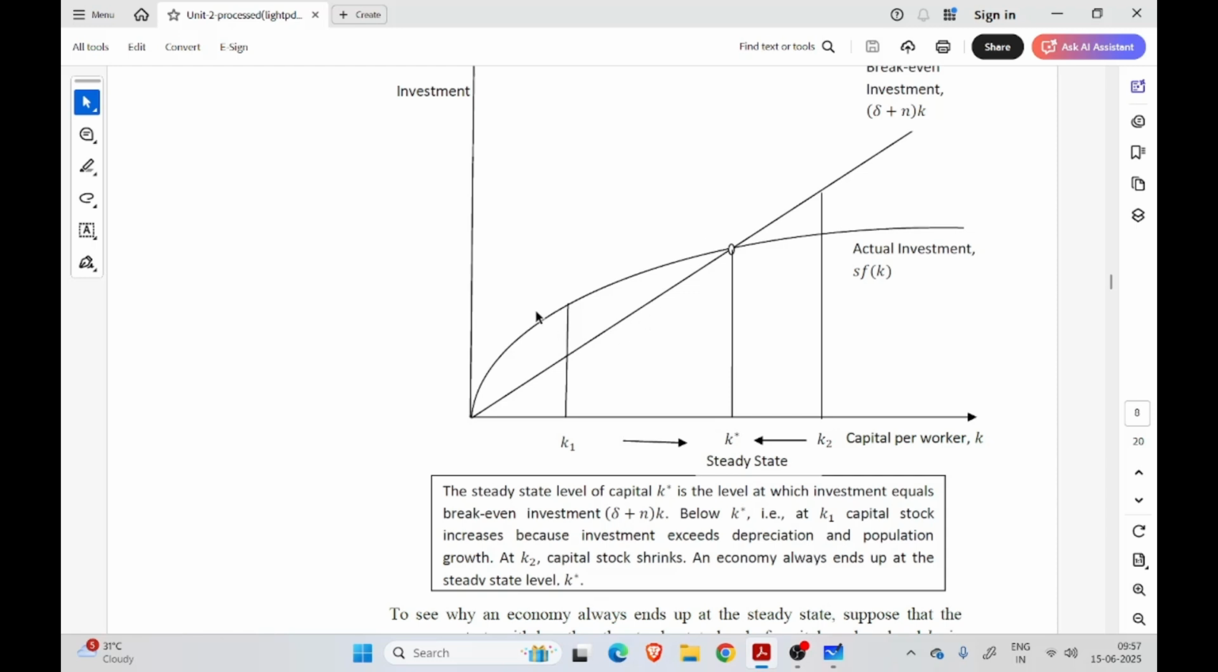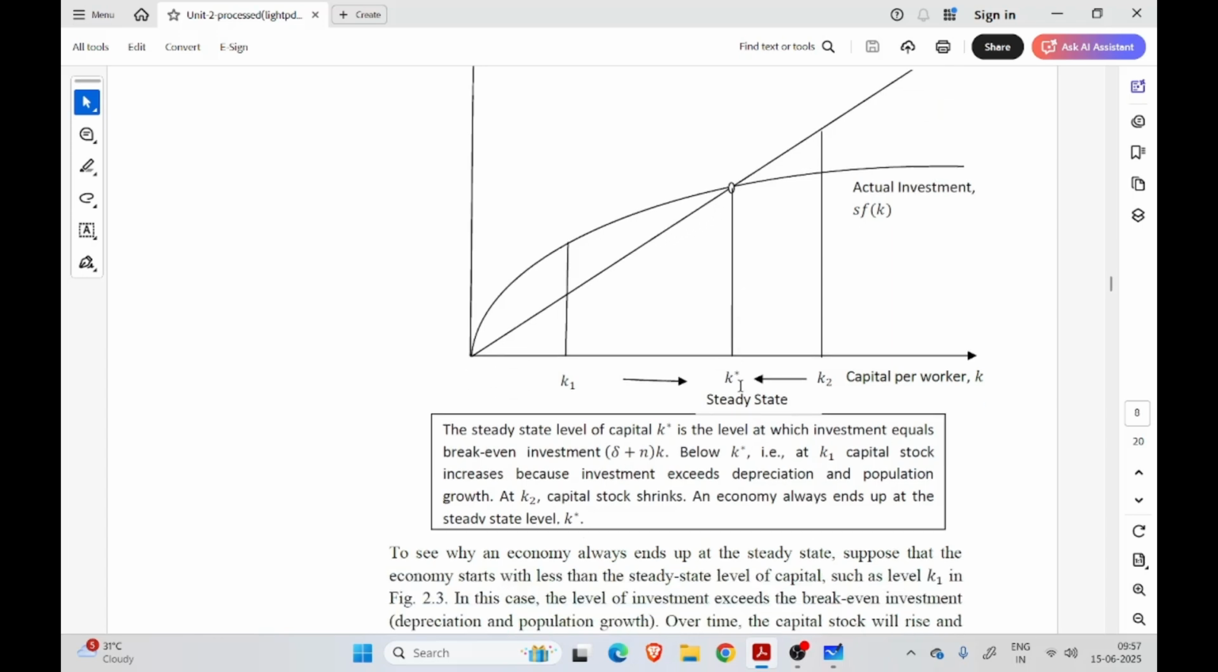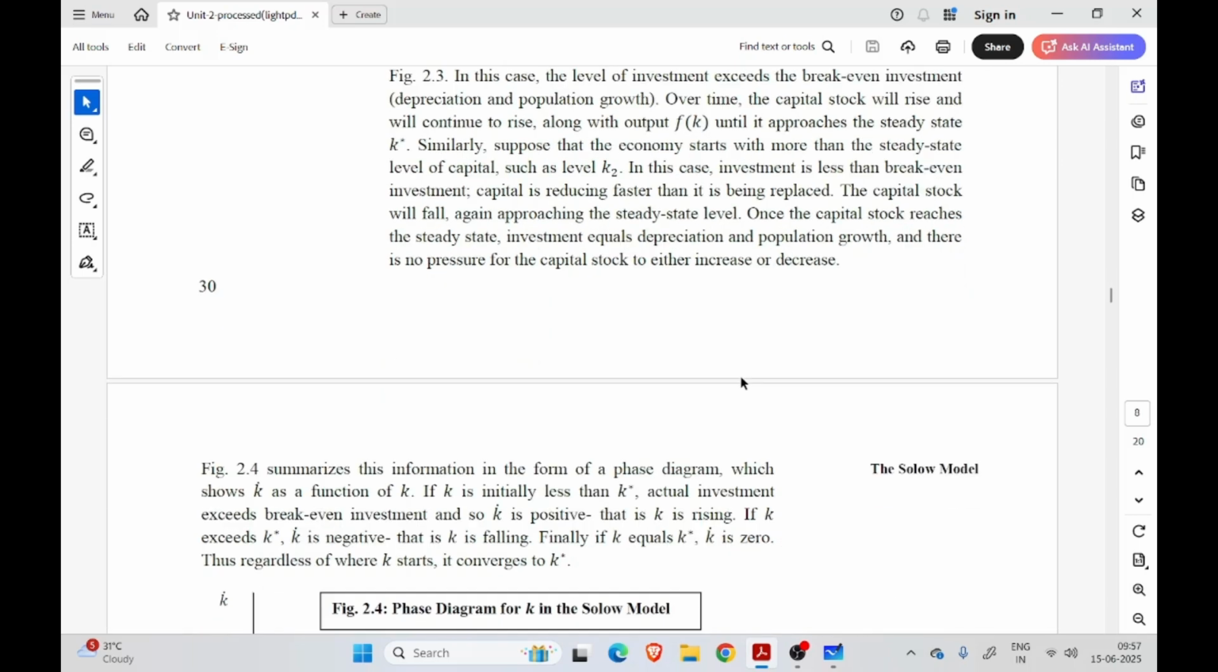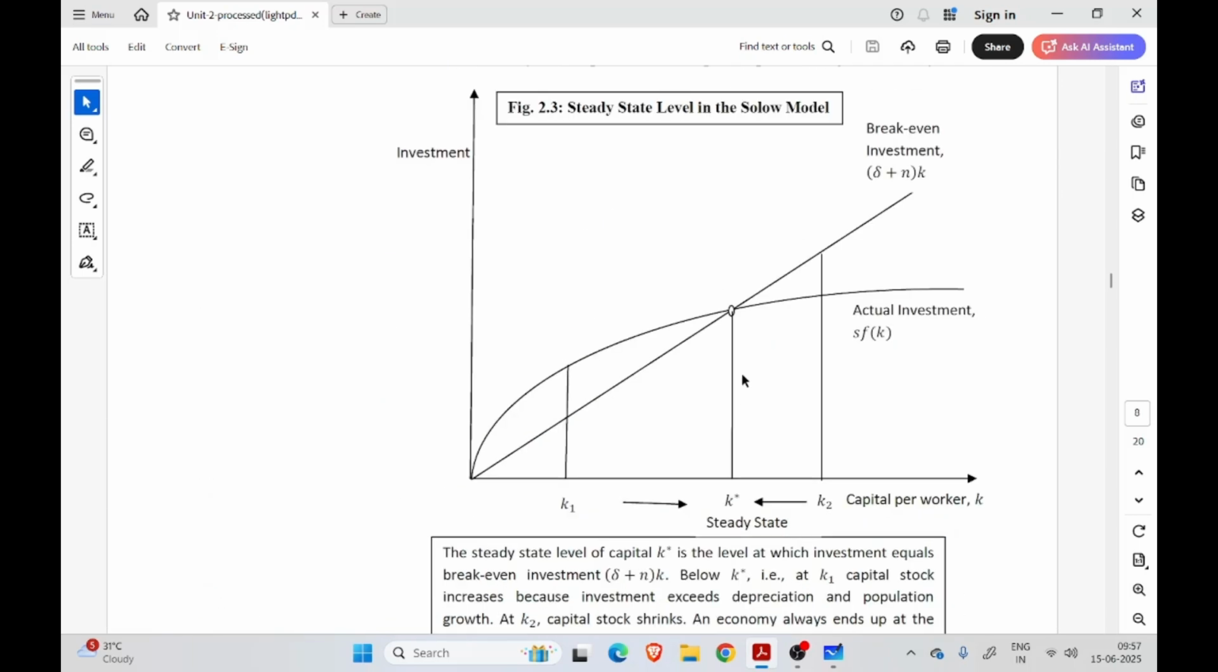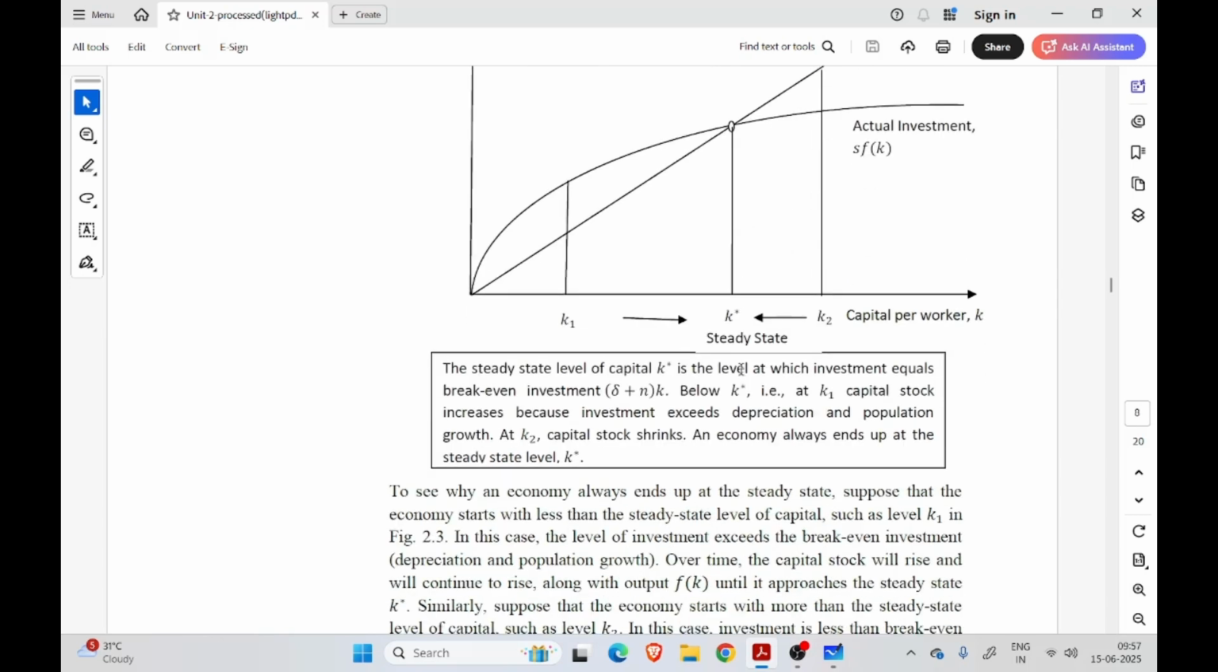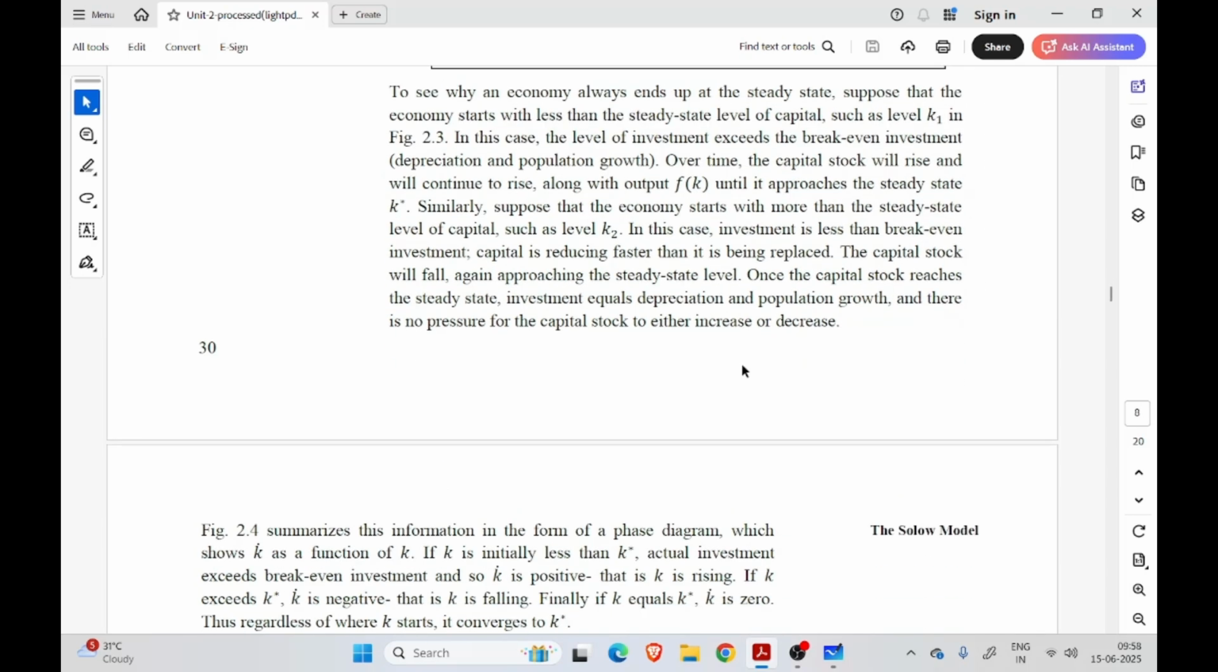If we are at K1 where actual investment is higher than break-even investment, then our capital per unit worker will keep on increasing until we reach K star. Therefore, we see that there are forces which make us converge towards the steady state. This is particularly why it is called a steady state. Always remember that in steady state, capital per unit worker and output per unit worker would not change over time. They would stay constant, and also consumption per unit worker would stay the same over time.